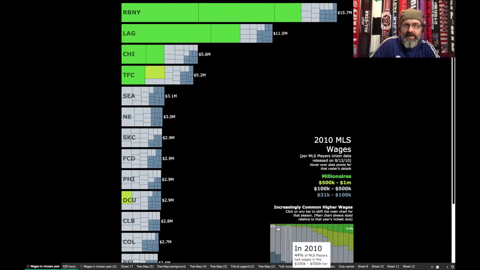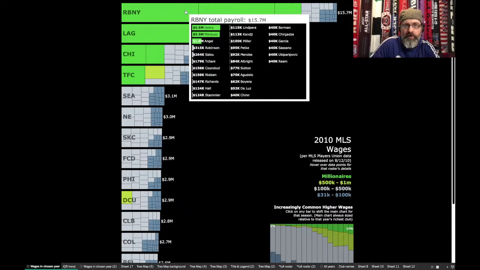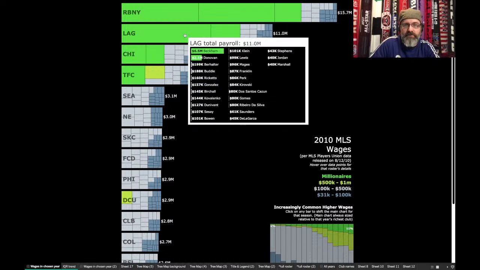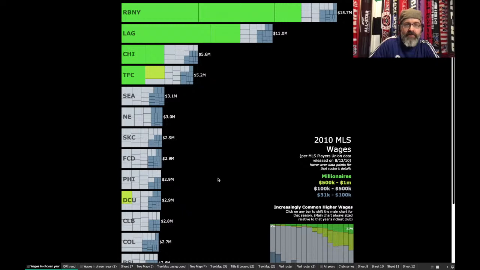Now we're in an entirely different paradigm. You got one team spending $15.7 million, Red Bull New York, when they had Thierry Henry and Rafa Marquez. Marquez didn't really perform very well for that money. LA Galaxy with Beckham, and Beckham was making, on his own, more than every other non-Red Bull New York team in the league.